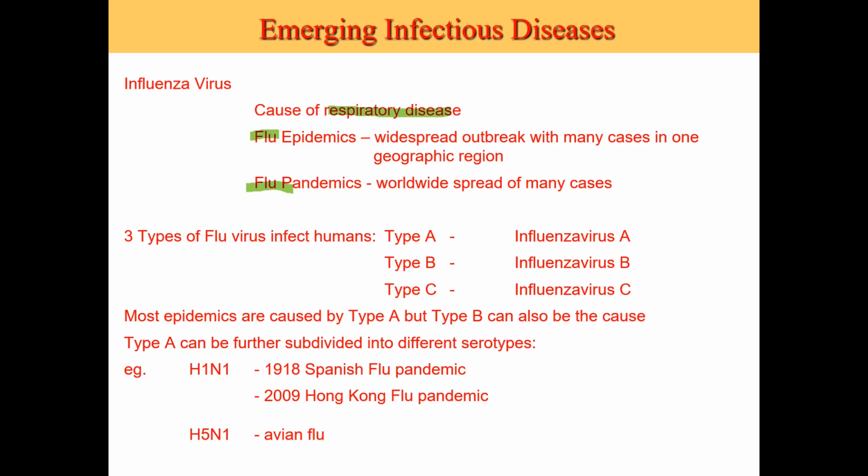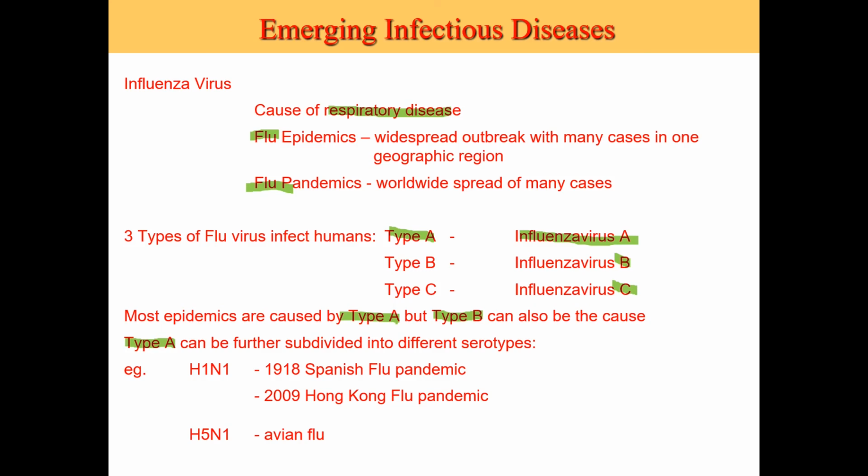There are three major types of flu viruses that can infect humans. And by the way, the flu virus also infects birds, both domestic and wild, and also pig populations. There are three major types that can infect humans: type A, or influenza A, B, and C. Type A is responsible for most epidemics and pandemics. Type B can also occasionally cause epidemics, but type A is the most typically important severe type.